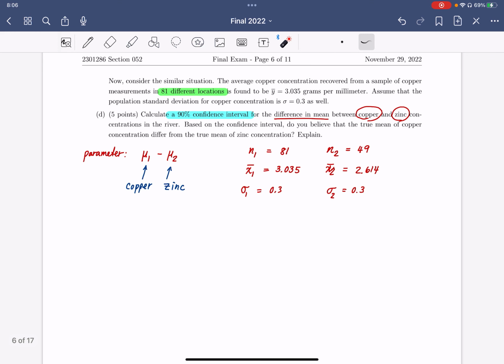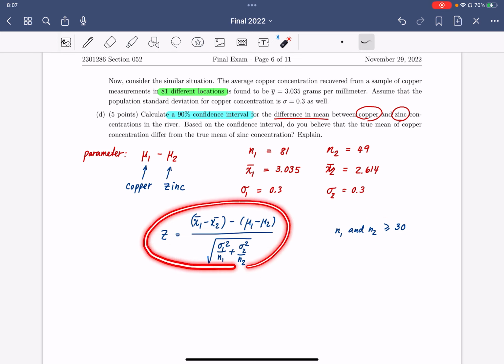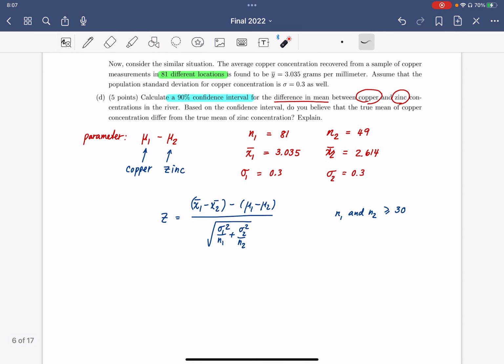All right, so we're going to build a confidence interval. The formula in the formula sheet is x1 bar minus x2 bar, minus (mu1 minus mu2), over the square root of sigma1 squared over n1 plus sigma2 squared over n2, if you actually know sigma. This is a formula that you can use when n is big, when n1 and n2 are greater than or equal to 30. So when the sample sizes n1 and n2 are big, you can use the Z statistic here, from which you can build a confidence interval.